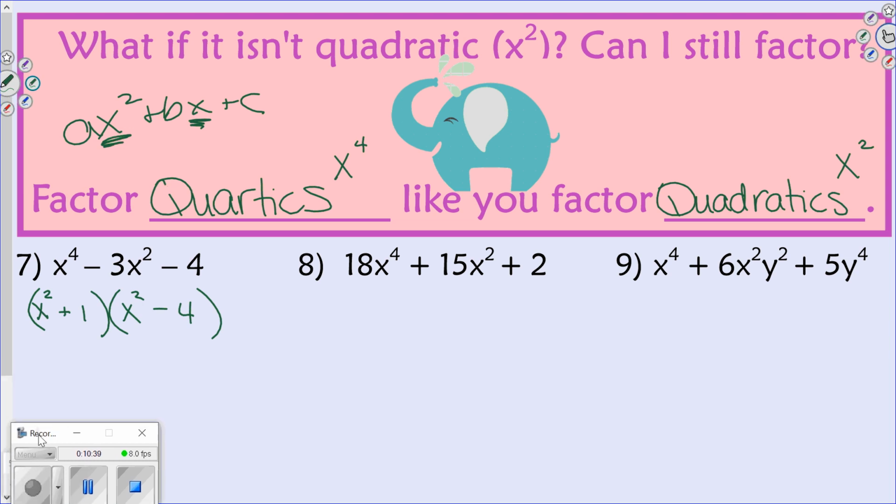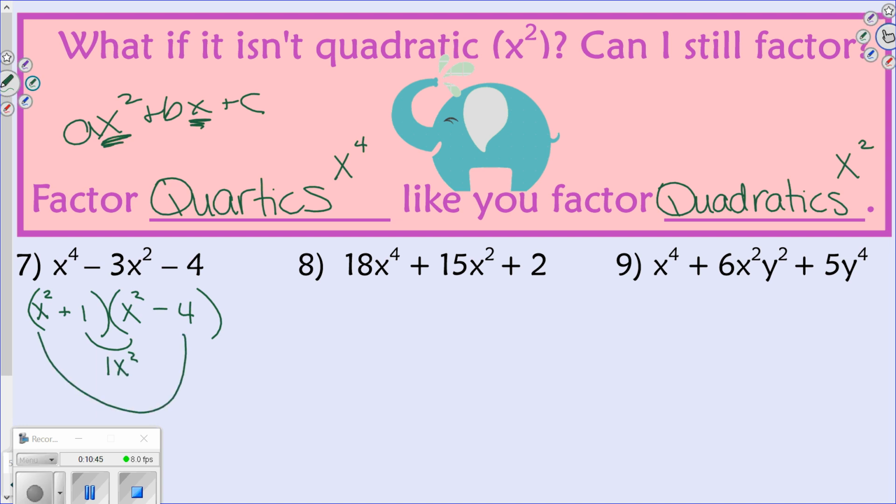Now, just to make sure we're okay on how this comes together as a 3x squared, if we check this, we get 1x squared minus 4x squared, which is negative 3x squared. Okay, so we do get the x squared when we multiply those together. Now, am I done factoring, though?